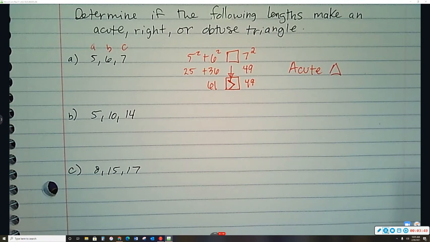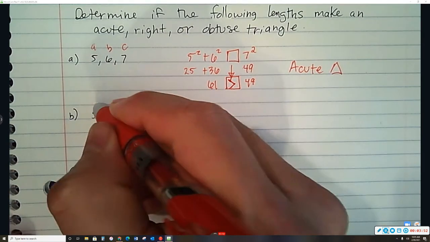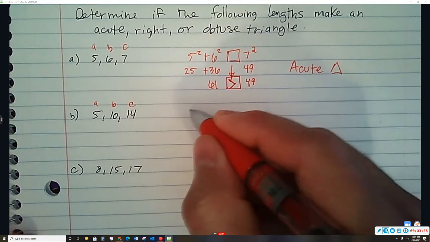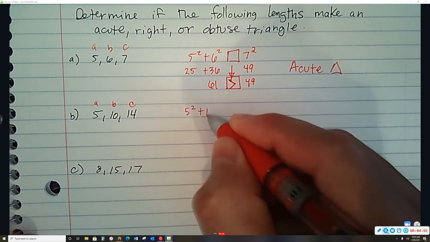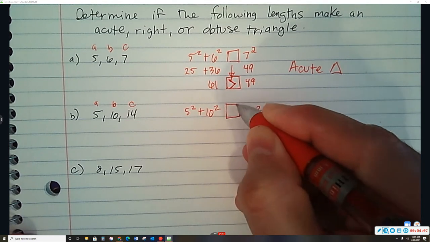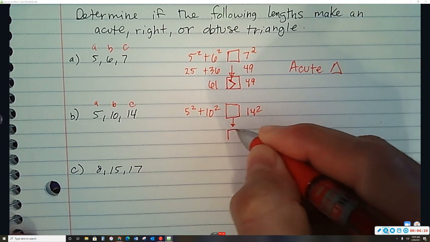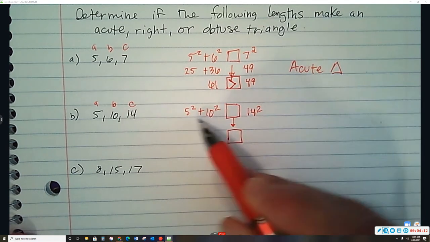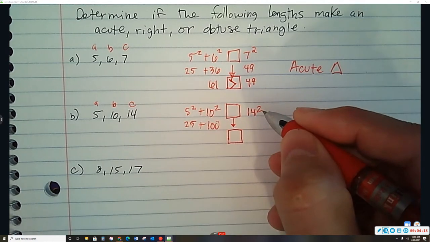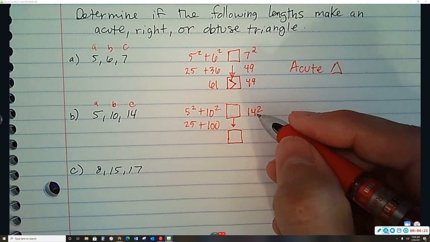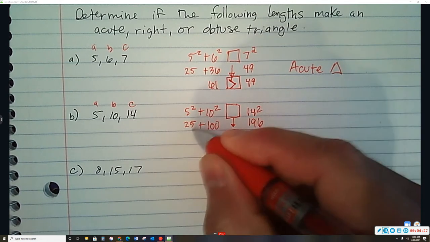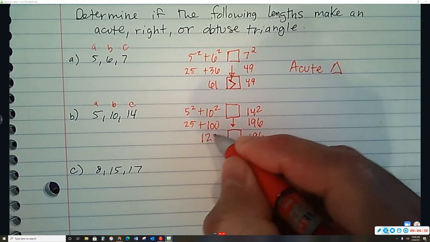So let's do the next one. Again, a, b, c. If it's not in order, make a the smallest value, b the middle value, and c the largest value. Plug it into the inequality. 5 squared plus 10 squared equals c squared. Again, I'm going to leave that blank for a second and start to simplify. 5 squared is 25. 10 squared is 100. 14 squared is 196, I believe. Yep, 196. Bring down 196, and then add 25 and 100, and we get 125.